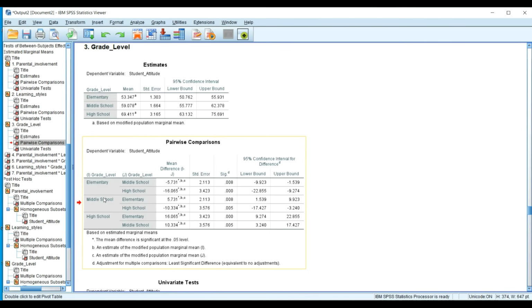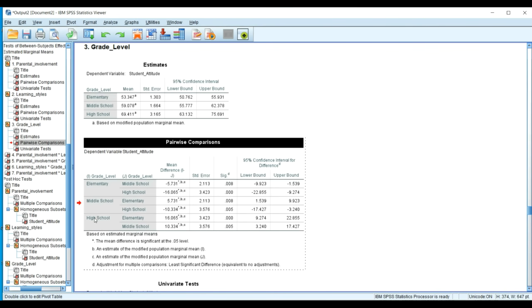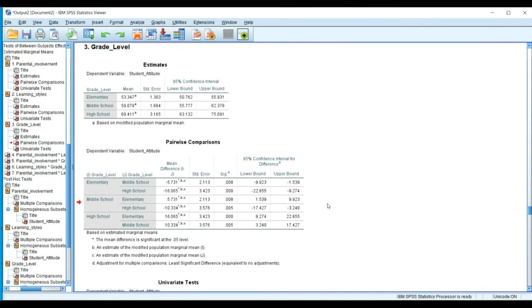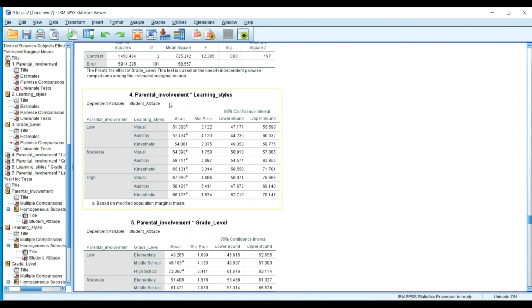And then when you compare middle school to elementary, there's a positive effect; they contribute to a higher attitude towards science. But when compared to those in high school, it has a lower effect, meaning they are less when compared to those in high school. And the same thing here: high school compared to elementary is a very significant difference, and when compared to middle school, it's also positive and significant. Then this is the interaction effect.